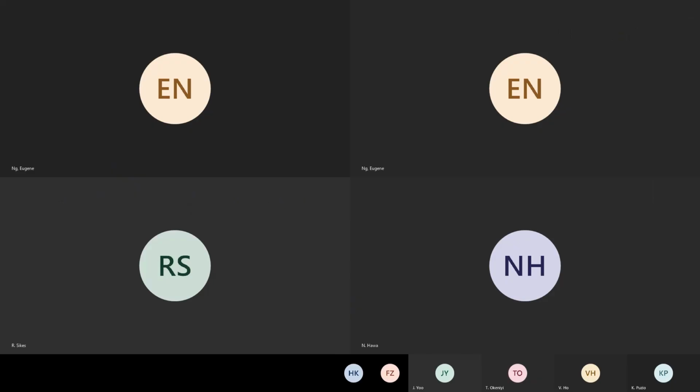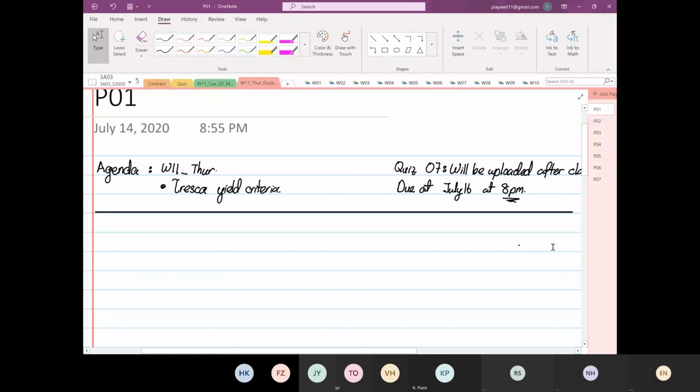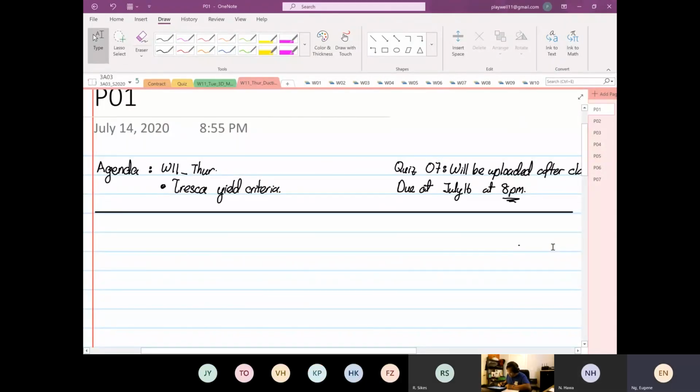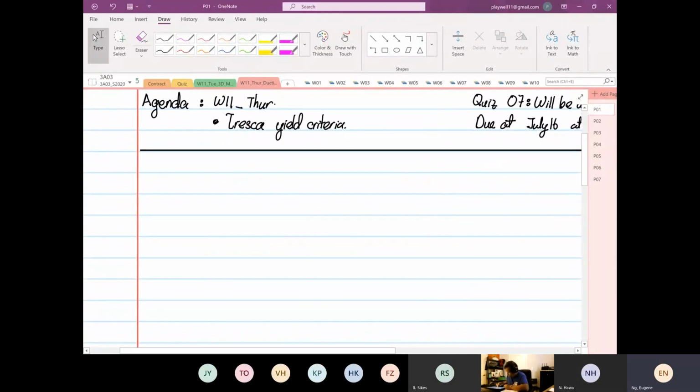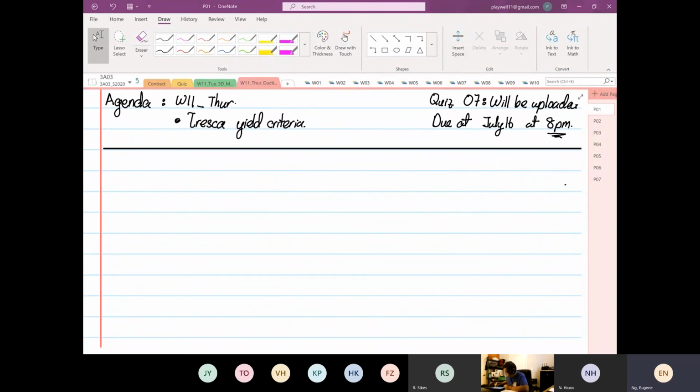Okay, so we are going to look at Tresca's U criteria now. Where we finished off on Tuesday, we constructed the operating bracket for Tresca's U criteria.